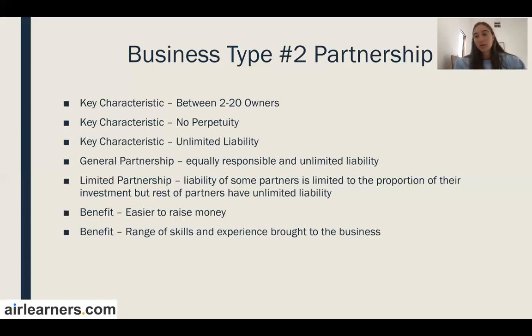The main benefits of a partnership is that because there are more people involved, it's a lot easier to raise money. And also there are different ideas and experiences and skills being brought forward from the different partners.